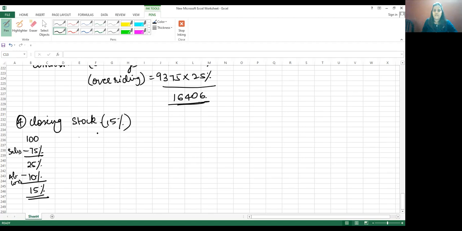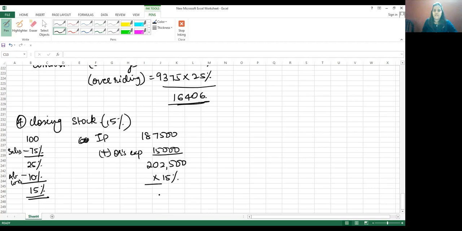Now, the invoice price of the goods sent is 187,500 plus consignor's expenses, which are direct, 15,000. So my total cost is 2,02,500. Of this only 15% is left, so that becomes 30,375. So therefore now my load will become 30,375.